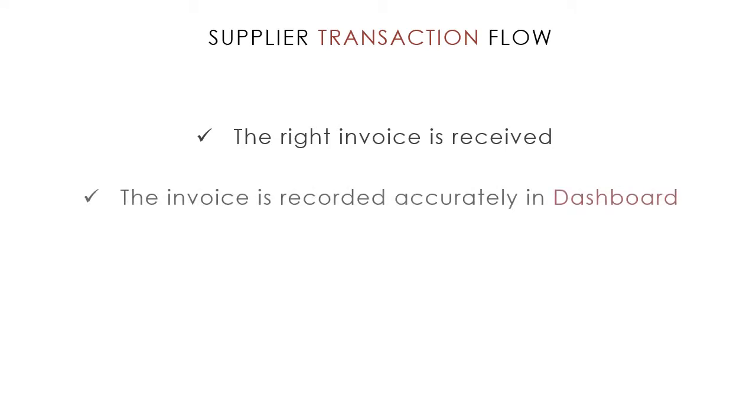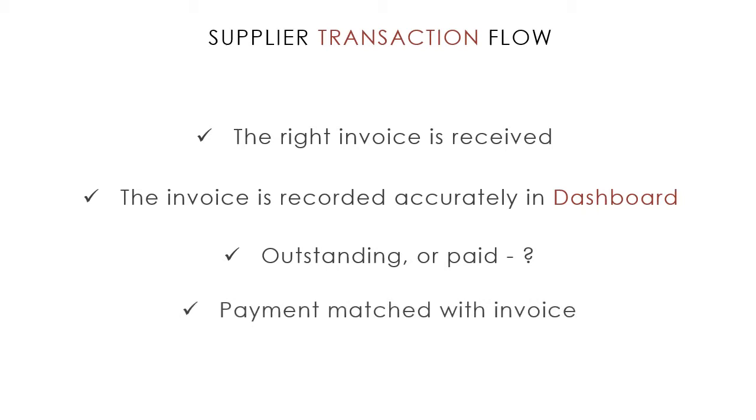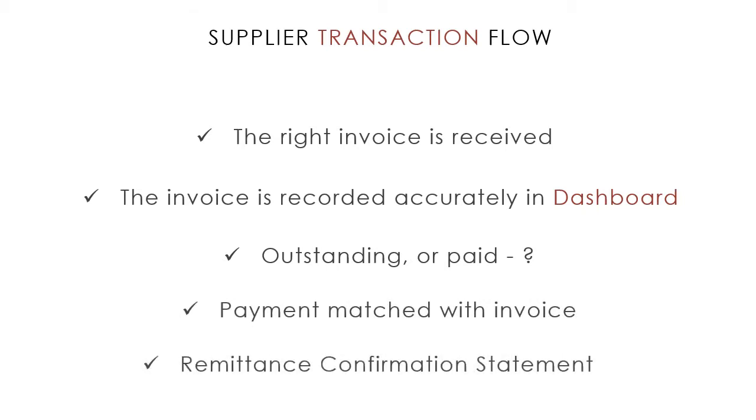This video will show you how to complete the supplier transaction flow system on your Klarmans dashboard. Completing the supplier transaction flow system will ensure the right invoice is received from your supplier, the invoice is recorded accurately in your Klarmans dashboard, you are easily notified if the invoice is outstanding or has been paid, the payments made to the supplier are matched with the supplier's invoice, and a remittance confirmation statement is sent to the supplier.